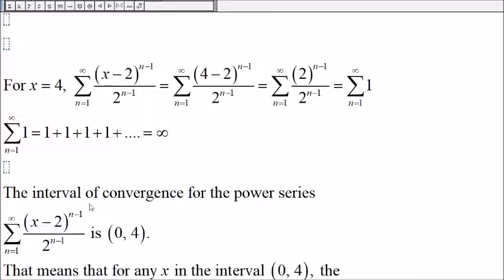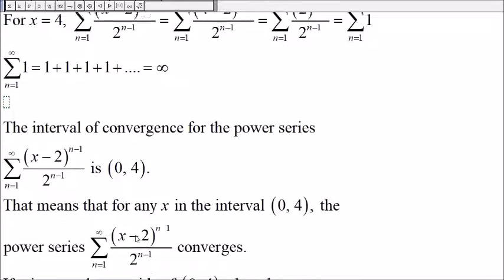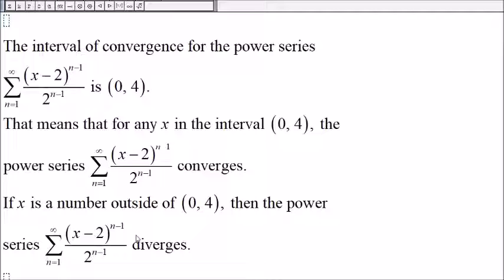And therefore the interval of convergence is just between 0 and 4. The power series converges for any x between 0 and 4, not including 0, not including 4. What this means is that if we let x be any number in this interval, the power series converges. And if we let x be any number outside of the interval (0, 4), the power series diverges.